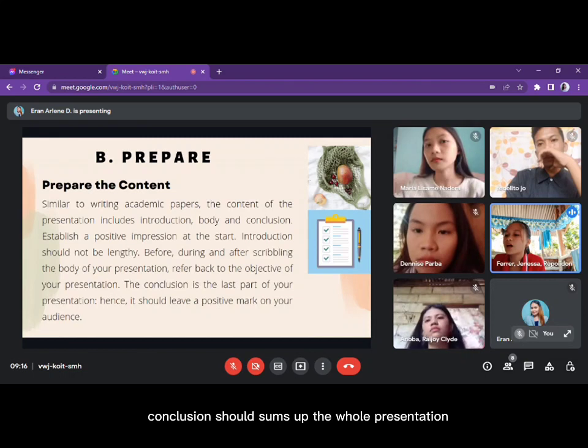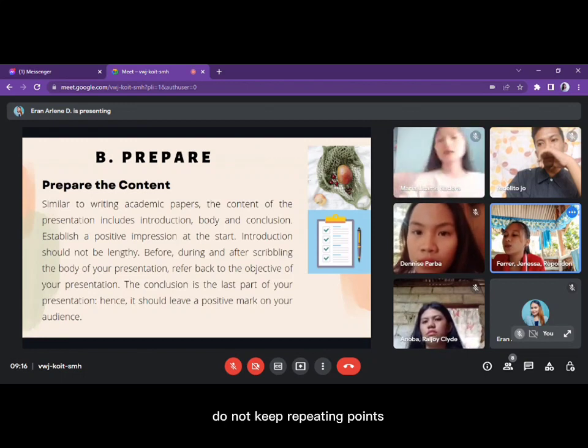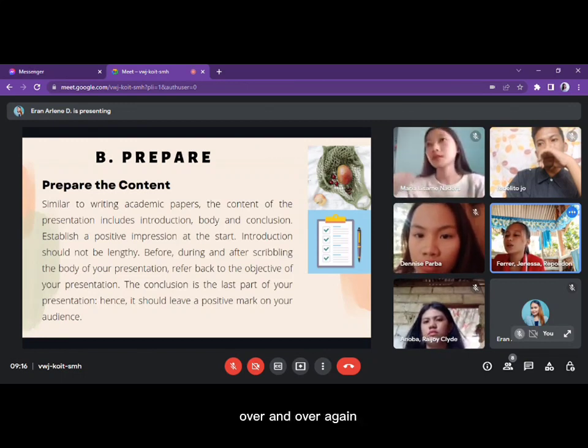Conclusion. The conclusion is as equally important as the introduction and should not be rushed. Conclusion should sum up the whole presentation. Do not introduce any new ideas, and lastly, do not keep repeating points over and over again so that we can avoid confusion in the audience.